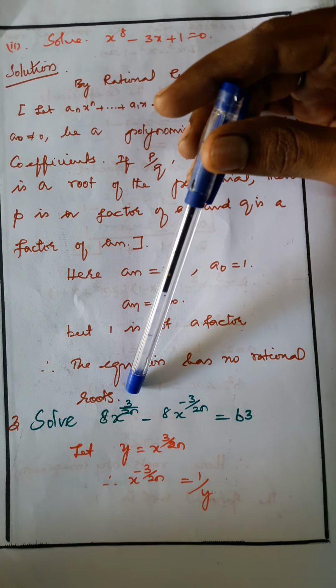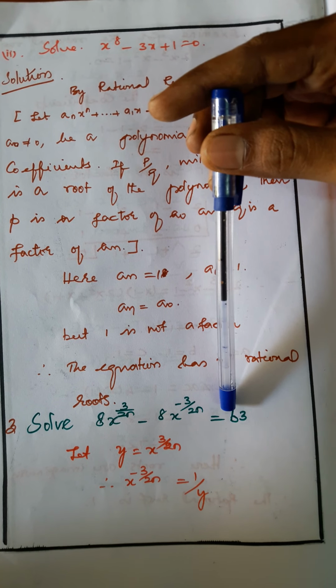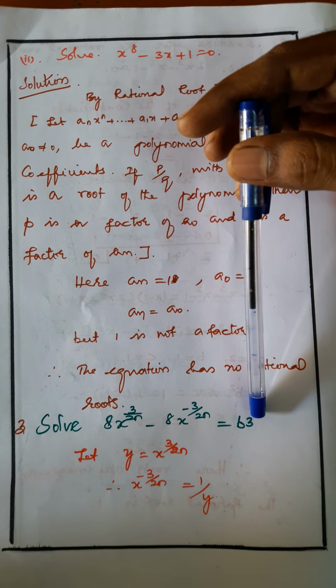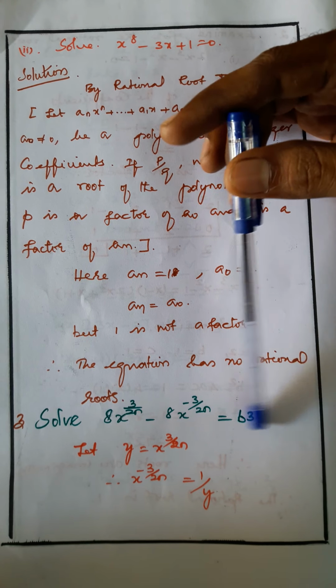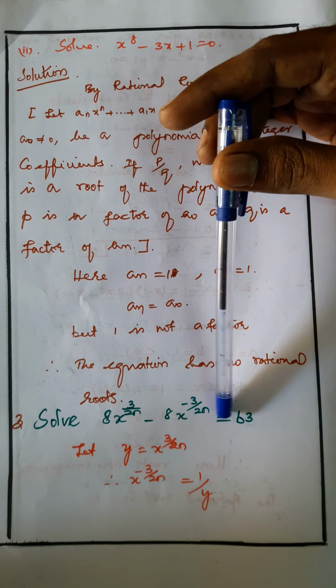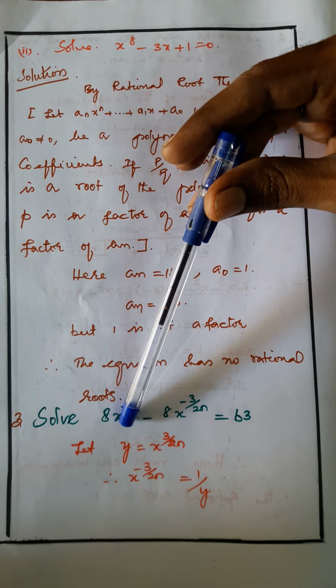Solve 8x^(3/2n) minus 8x^(-3/2n) equal to 63. This is one of the 3-mark questions. It is solved as a quadratic equation, so we are going to convert it in terms of a quadratic equation.